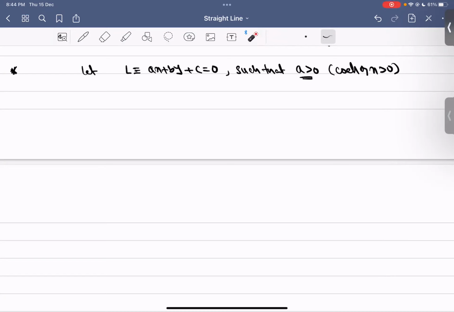If the coefficient of x is negative, then make the coefficient of x positive by multiplying with minus. For example, the given line is minus 2x plus 3y minus 7 equal to 0. Then to solve the problem, first make the coefficient of x positive, that is 2x minus 3y plus 7 equal to 0. So here, the coefficient of x is positive, that is ax plus by plus c equal to 0, a is positive.